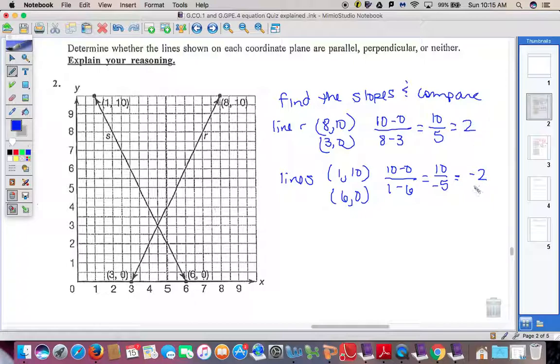Now these two slopes are opposites. They're not opposite reciprocals. So because they're not opposite reciprocals and they're not the same, they're neither parallel nor perpendicular. So these two lines would be neither parallel nor perpendicular. You have to find the slopes. You can't assume anything. You're given numbers. Use them.